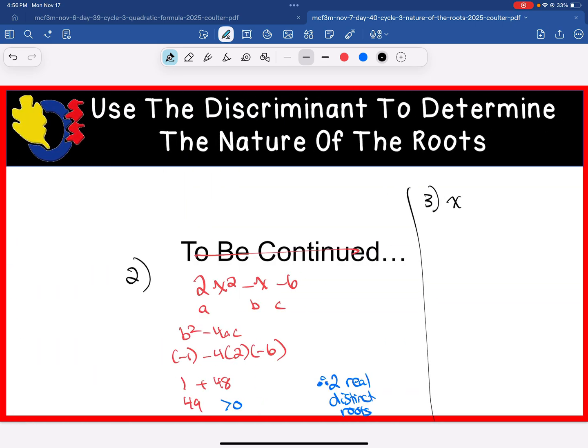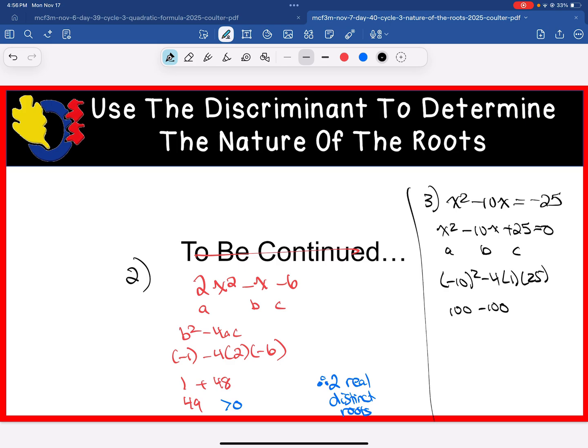So x squared minus 10x equals negative 25. So I'm going to bring the 25 back over. So x squared minus 10x plus 25 equals 0. So a, b, and c. So we have negative 10 squared, so b squared, minus 4 times 1 times 25. So 100 minus 100 equals 0. So since our discriminant equals 0, we would conclude that we have one real root.